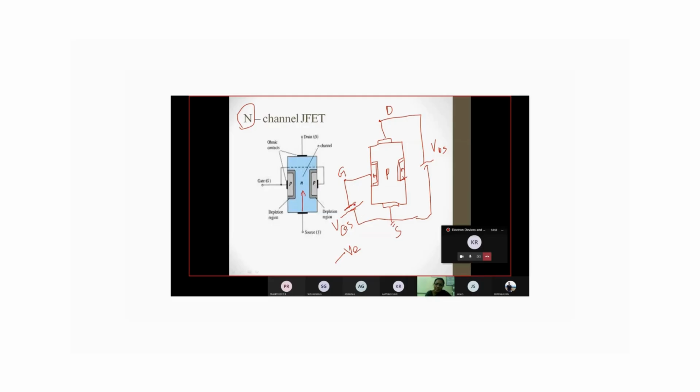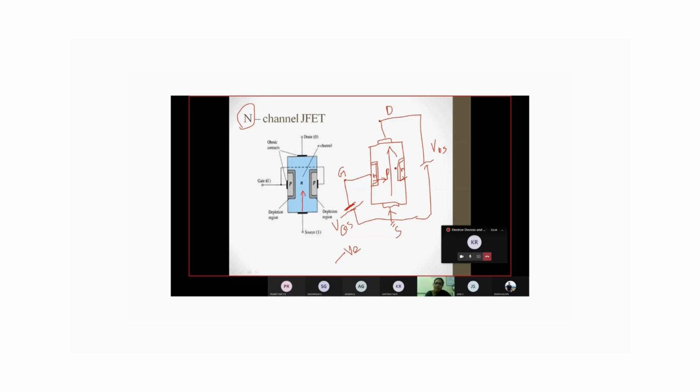If VGS is negative, what will happen? See here, electrons are repelled by the negative terminal of the battery. So all electrons will be flowing or crossing over. That is the depletion region. Few of the electrons will be combined with the holes, and recombination will be taking place. The charge will be neutral, zero, and few electrons will be crossing towards the p-type bar. So mainly the conduction is due to holes only, not due to electrons. And again, these holes will be repelled by the positive terminal of the battery, and they are all moving towards the drain. So the whole current will be flowing like this.